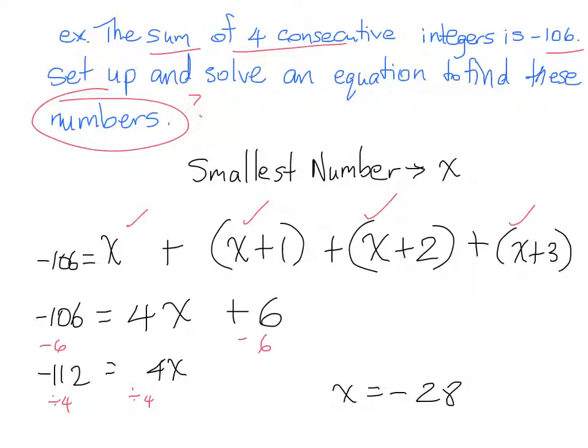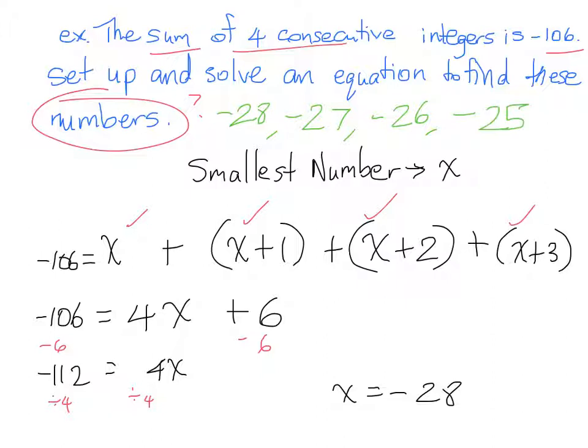because the question actually asks for all the numbers. So if the smallest number is negative 28, I'll put it up there. Then the next biggest number after that is negative 27. Then we have negative 26, and there are 4 of the numbers, so we have negative 25.